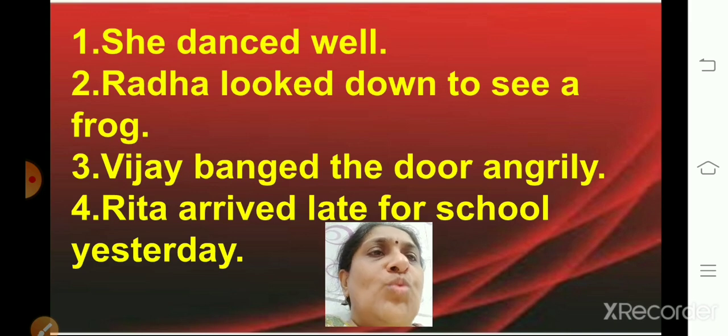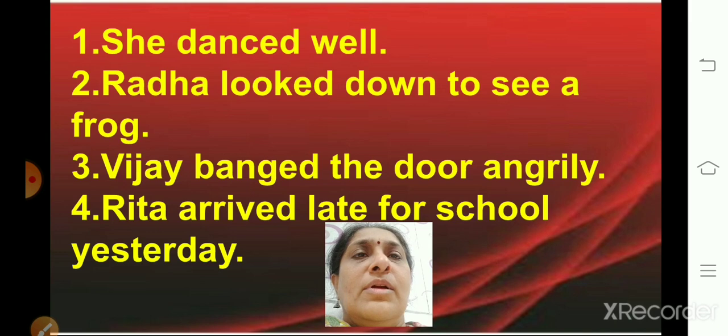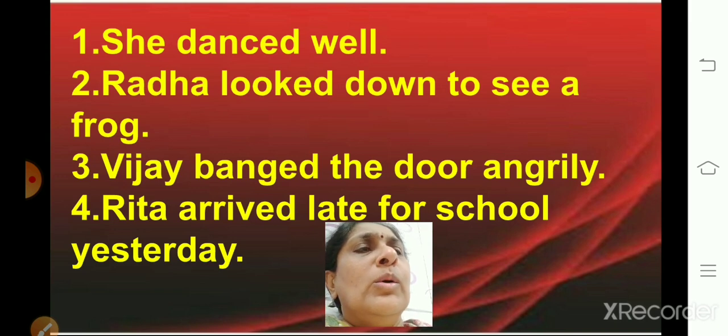She danced well. Radha looked down to see a frog. Vijay banged the door angrily. Rita arrived late for school yesterday. Okay, so write down all these sentences and complete the activity. Circle the adverbs and underline the verbs.